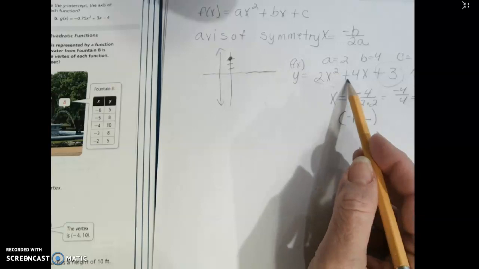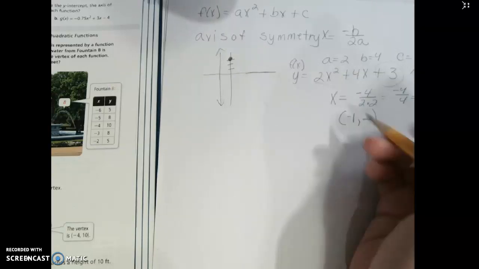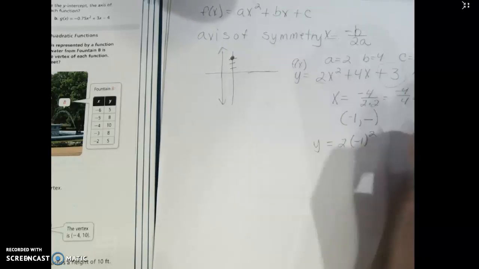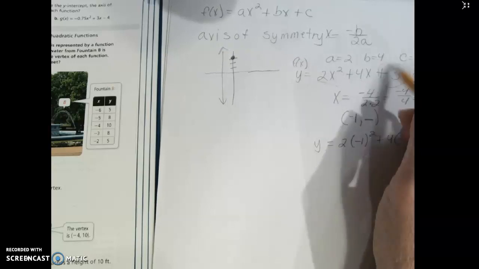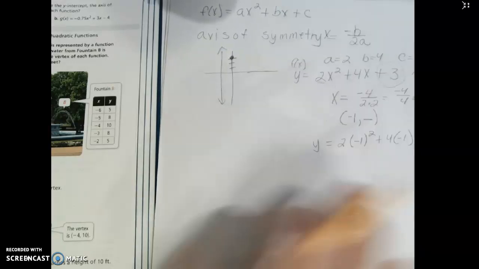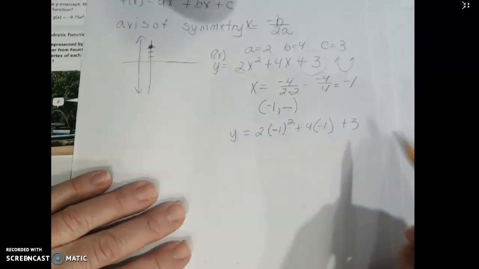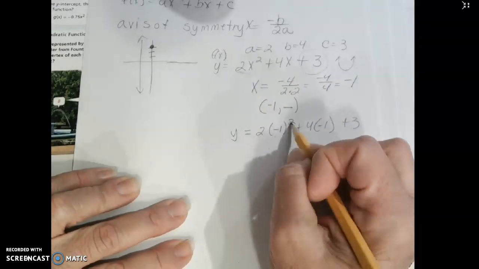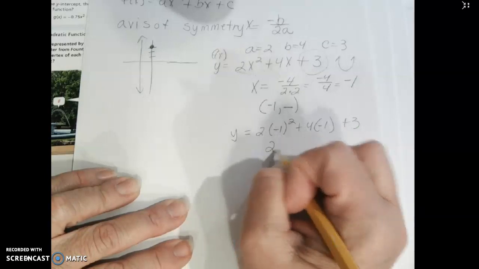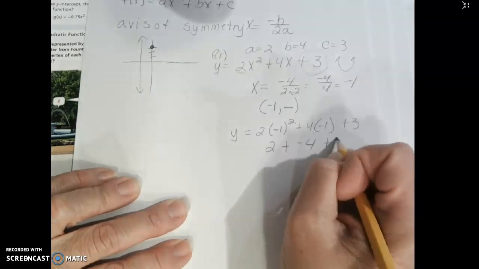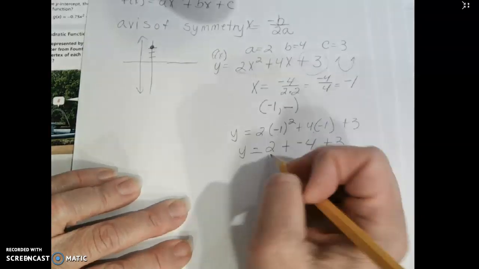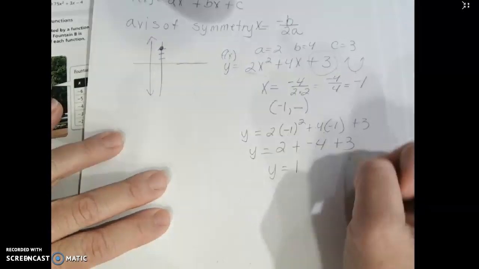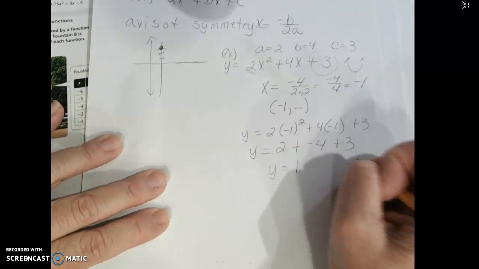So what do I do? I plug -1 into this equation, and then I'll see what y is. So y is going to equal 2 times -1 squared, plus 4 times -1, plus 3. I just plugged -1 into this equation to get my y value. I have -1 squared, which is 1, and 2 times 1 is 2, plus -4 plus 3. And then I just add these up. So it looks like y is equal to 1. Okay, so that means my vertex is -1, 1.